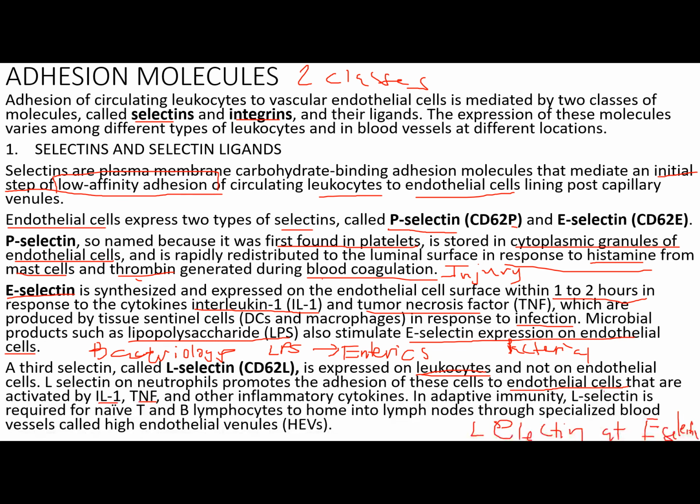Now, in adaptive immunity, L-selectin is required for naive T and B cells or lymphocytes to home into lymph nodes. Meaning, class, it is required for your B cell and your T cell to go to the lymph nodes through specialized blood vessels called HEV. HEV, class, stands for high endothelial venules. So please copy.